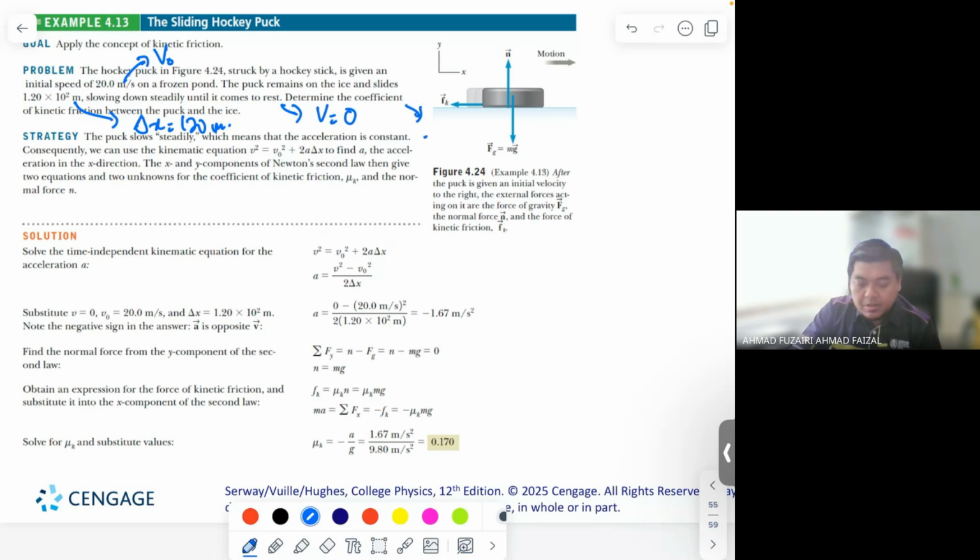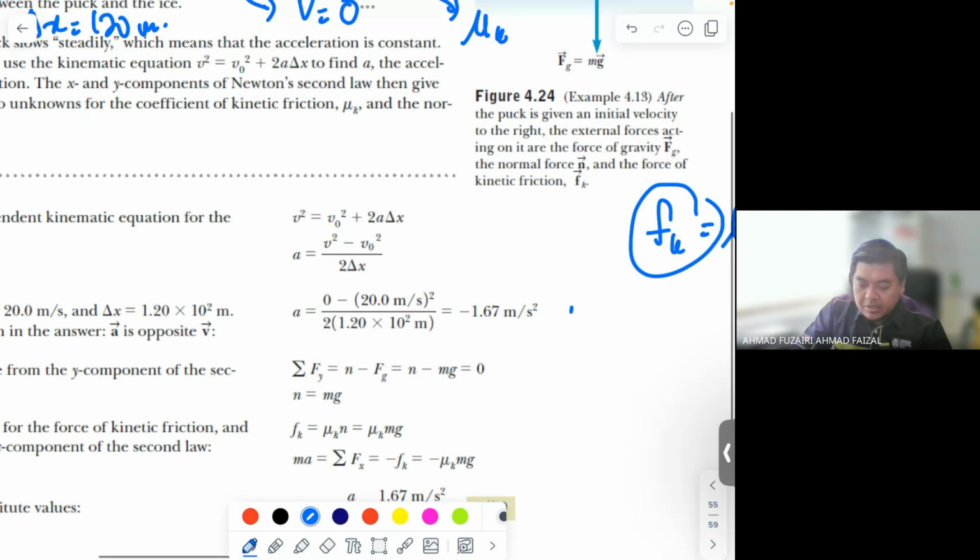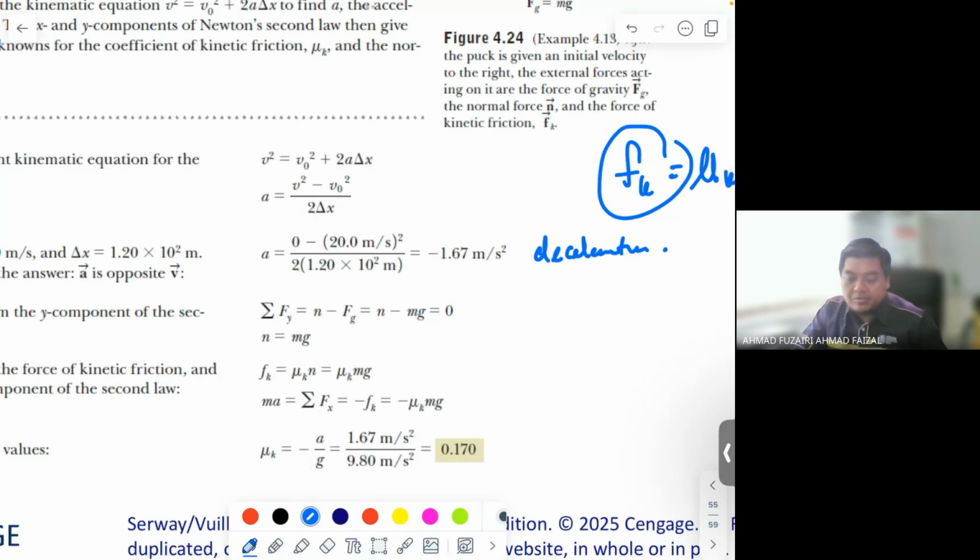That means the mu k. Remember Fk is equivalent to mu k times N. So you need to find what N is, and of course what Fk is. You need to establish some ideas regarding this. When you are given delta x, v and v naught, you may find the acceleration. Because the puck is slowing down, that value will be negative because this is deceleration, slowing down until it comes to rest.